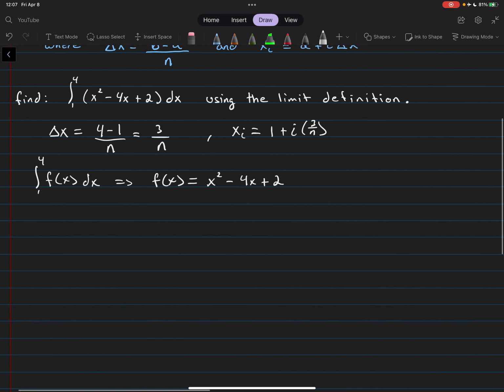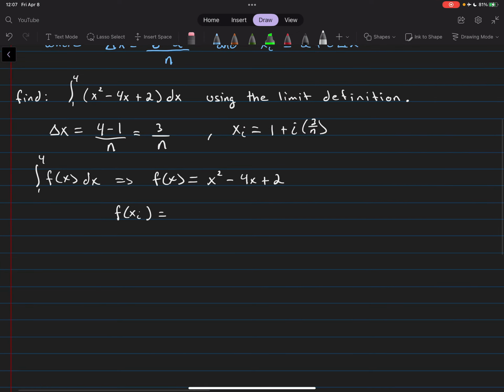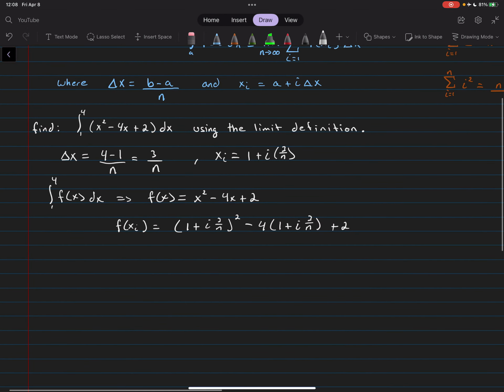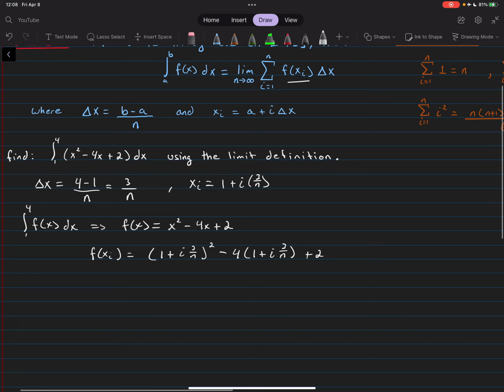So then to create f of x sub i, we have f of x sub i is equal to x sub i, so 1 plus i times 3 over n, all squared, minus 4 times 1 plus i times 3 over n, plus 2. That's our f of x sub i. And then for the definition, which we have up here, we're going to end up multiplying this by the delta x when we write it out.